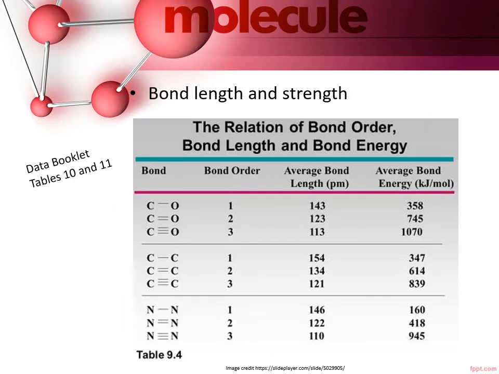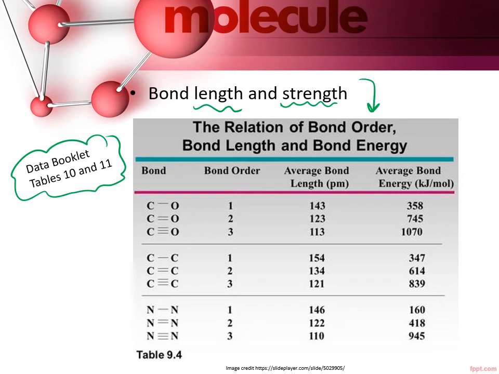So we looked at some times when we have to make double bonds and triple bonds. What's interesting about those bonds is that different bonds, single, double, triple, have different lengths and strengths. In our data booklet, tables 10 and 11 are going to give you those bond lengths and bond strengths. I put this one in the slideshow because it puts everything into one table instead of multiples.